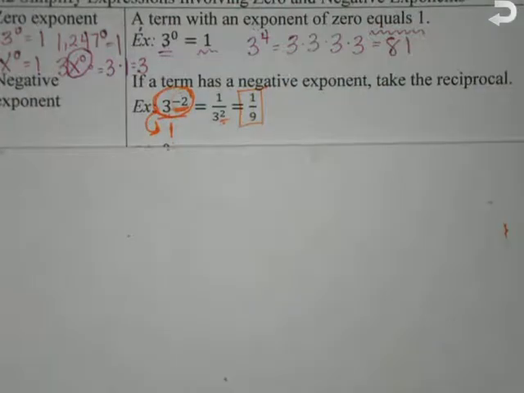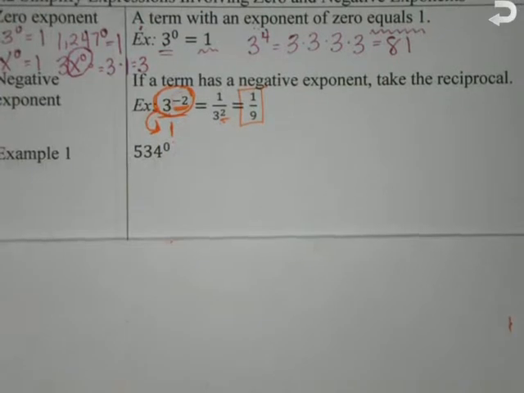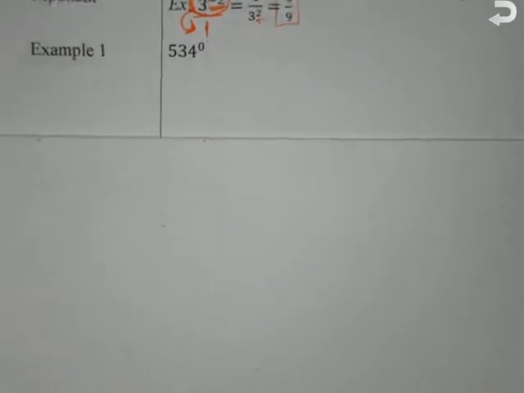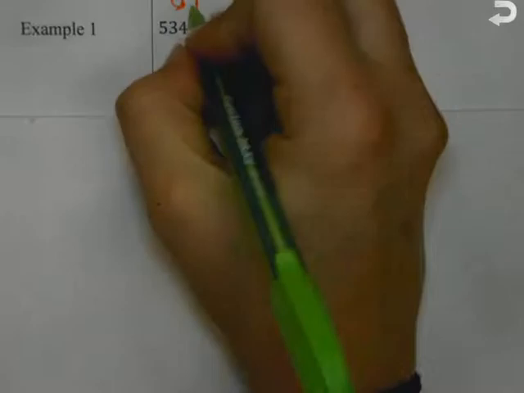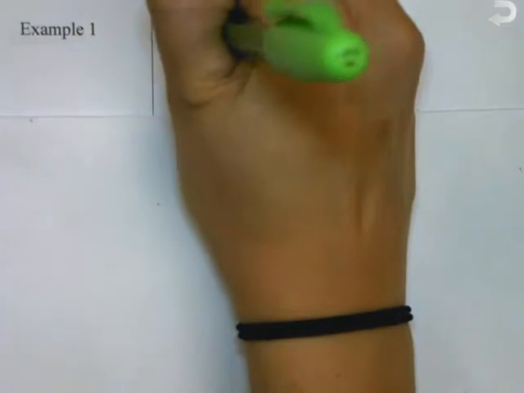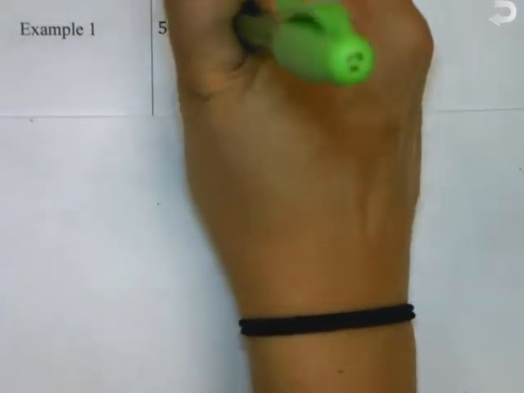Let's look at some examples that might clear it up a little bit. Example 1, this should be easy. 534 to the 0 power. This should be a piece of cake. What is it? Uno. 1. Who just shouted out the answer like that? It was someone over there.